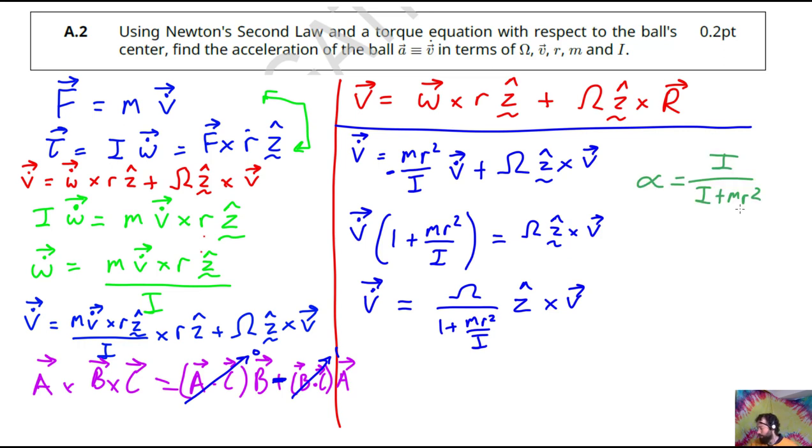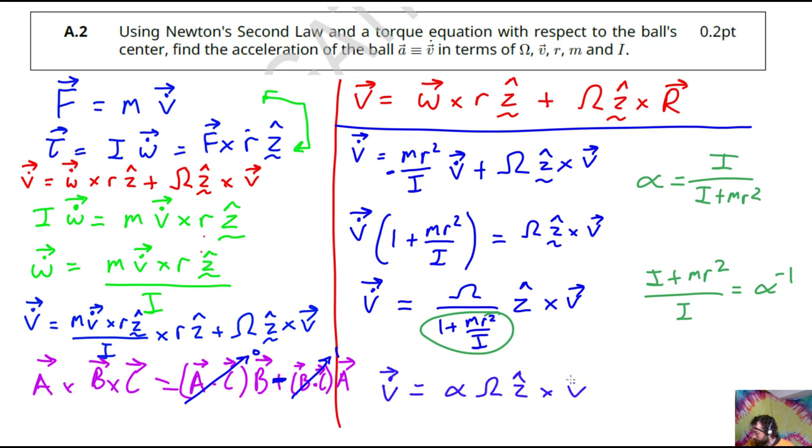Now I'm just noticing that this part of the denominator here looks pretty similar. In fact, let's just rearrange that slightly. If we have a look, we can just make it so it's all on the fraction over I, and then we get I plus mr squared. So this is actually like the inverse of alpha, but it's on the denominator of a fraction. So what that means is that we can just write this as v dot equals alpha omega z cross v. Okay, that's part A2.